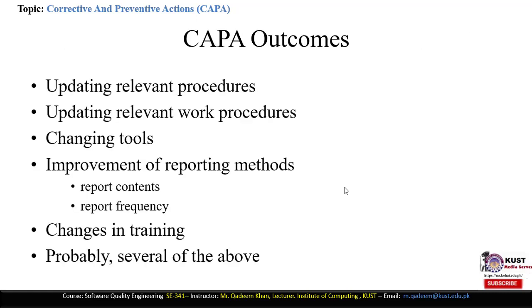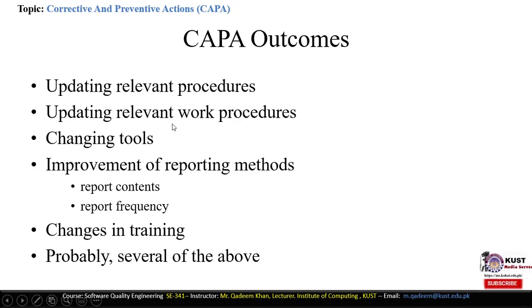The CAPA outcomes. These are the results of the CAPA. When we perform the CAPA, the results will be like this. Number one, updating relevant procedures. All the relevant procedures will be updated when the CAPA process has been executed. Updating relevant work procedures: all the procedures and methodologies of the work of the staff working on the project are also updated here.